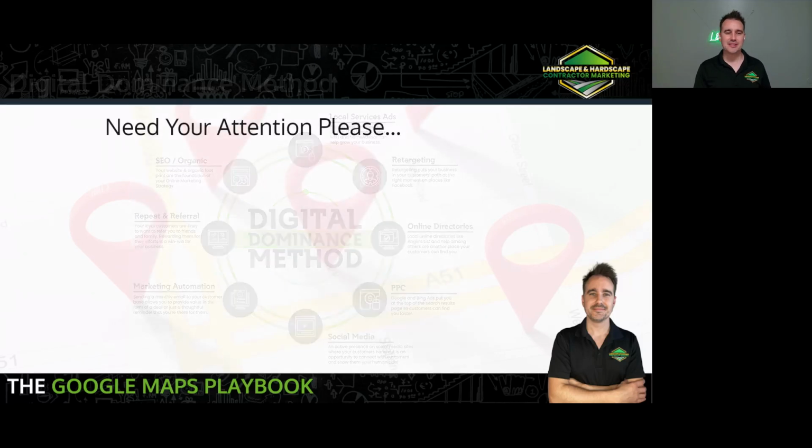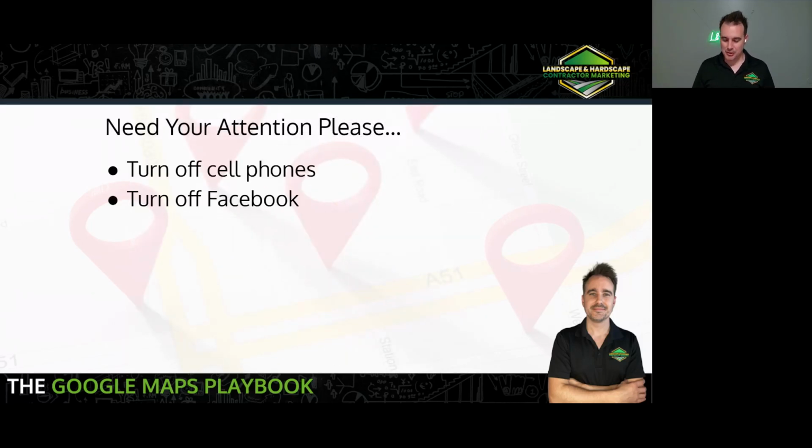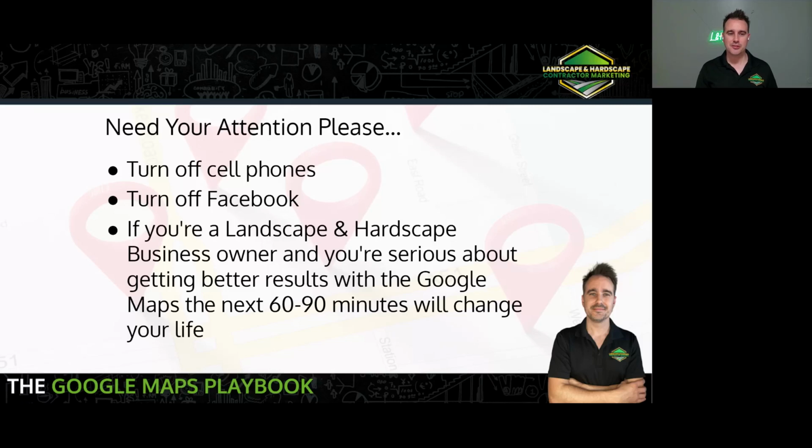Now, as we dive into this session, let's get the most out of it. I always find the best thing to do is to be distraction free. So turn off your cell phones, turn off Facebook. This is going to be interactive in that I want you to be taking a look at your Google Business Profile as we're diving into these different steps and doing an audit on it yourself. If you follow the steps over this next period of the webinar, you're going to get more leads driven to your business and get yourself some more sales.